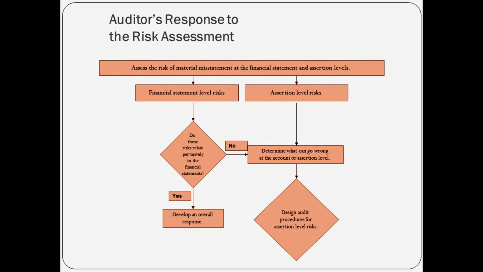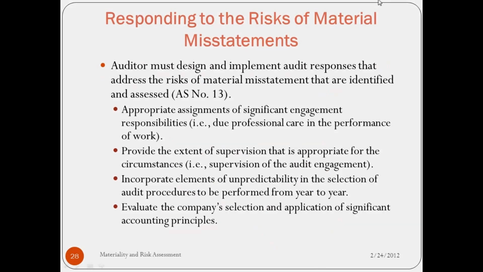So if the auditor determines that it's not a pervasive problem, then let's look at what could go wrong at the assertion level and then design the audit procedures at the appropriate levels, at the assertion level. The audit procedures represent the auditor's response to risk. Okay, so they have to design and implement audit procedures that address the risk of material misstatement. So again, think back to your audit risk model. And how you assess inherent risk and control risk drives the amount of evidence that you're going to collect.